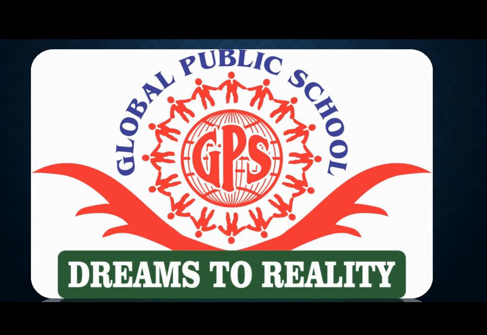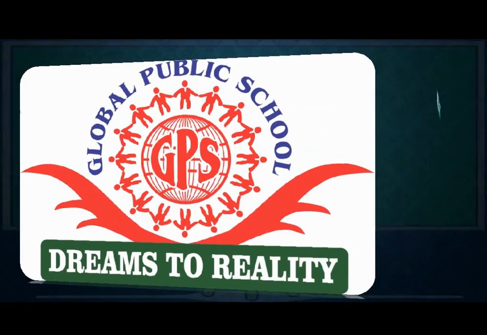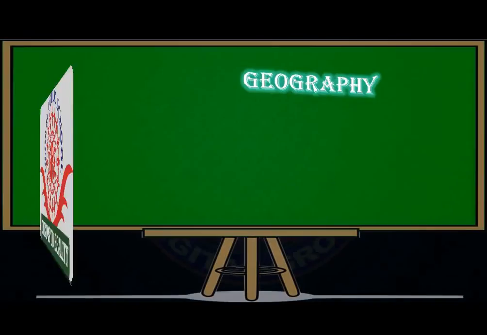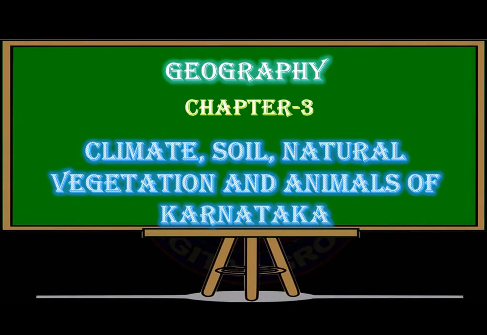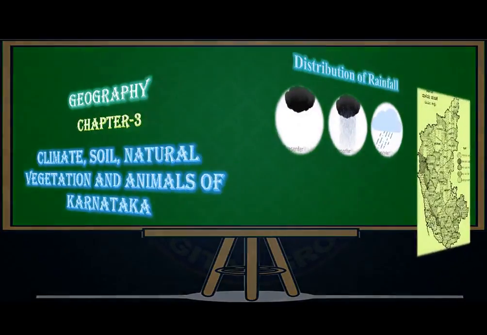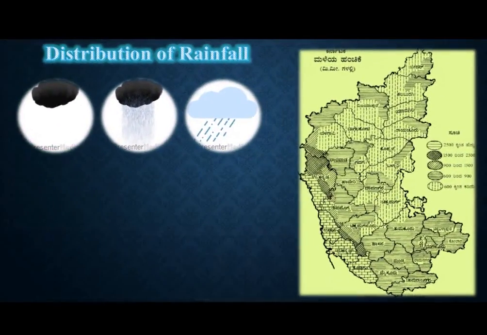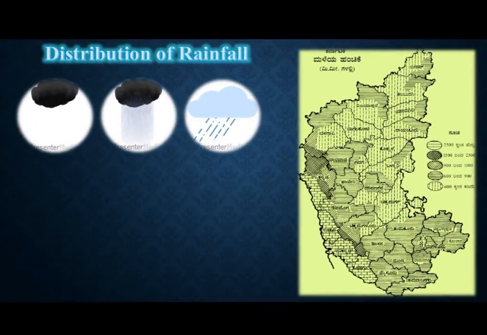So in today's class, we are going to talk about the distribution of rainfall. This is your geography, chapter number 3, climate, soil, natural vegetation. In this, we are going to study a new topic today, that's the distribution of rainfall. How exactly the rainfall is distributed in Karnataka is what we are going to study here.